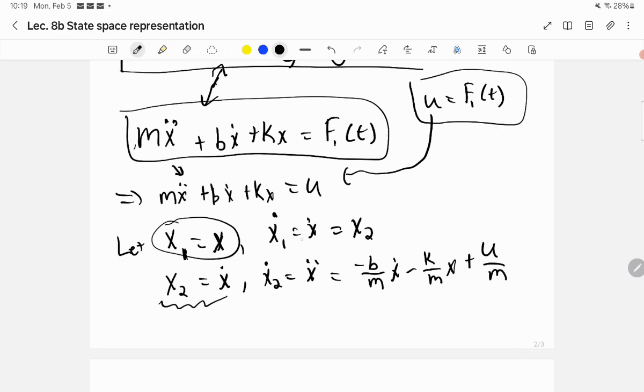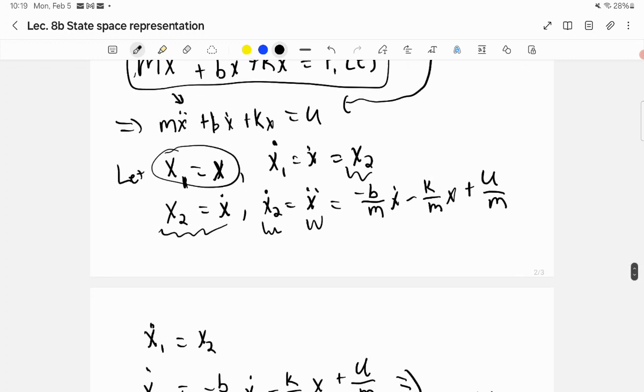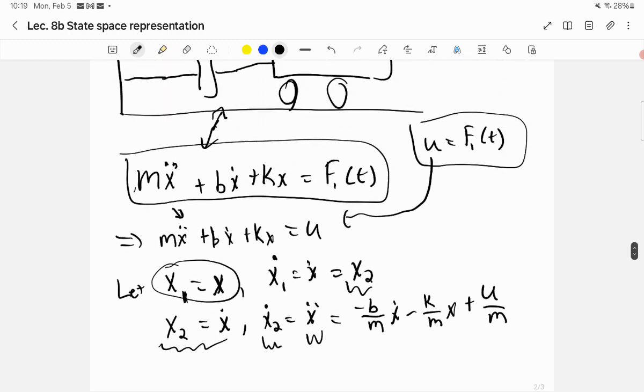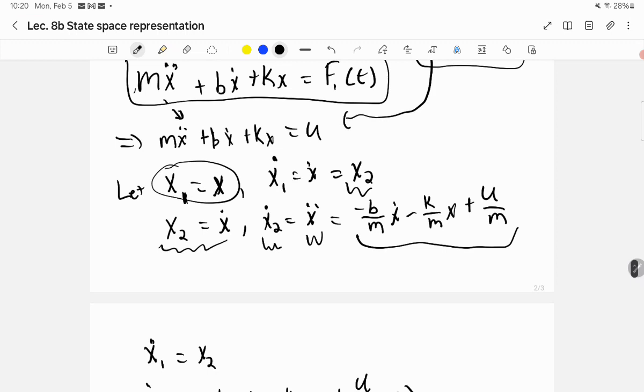And then, so that means that x1 dot must be equal to x2 because x2 is defined as x dot. And then x2 dot has to be x double dot. And by doing this nice, clever transformation, I'm going to get two first order differential equations, which is what I want. And so I have to rewrite this just as we did before. I just solved this equation up here for x double dot, and this is what I get over here. And once I solve the system for that, then I know what x2 dot has to be.